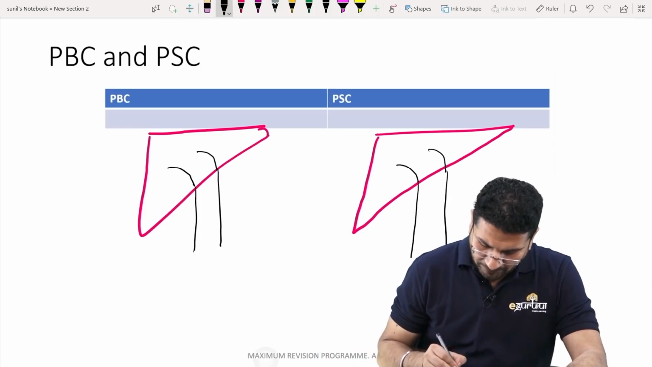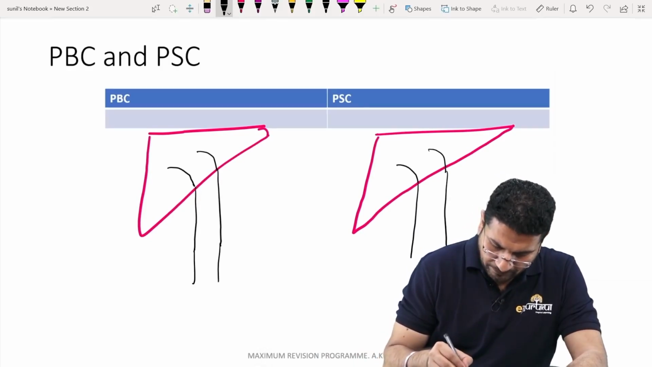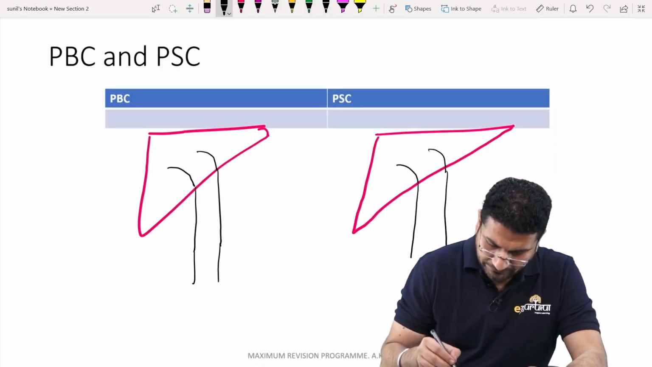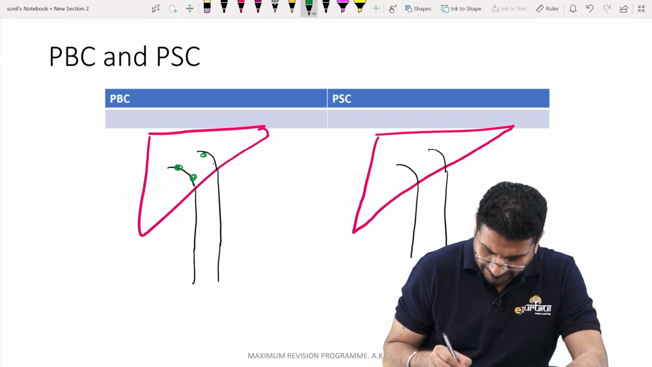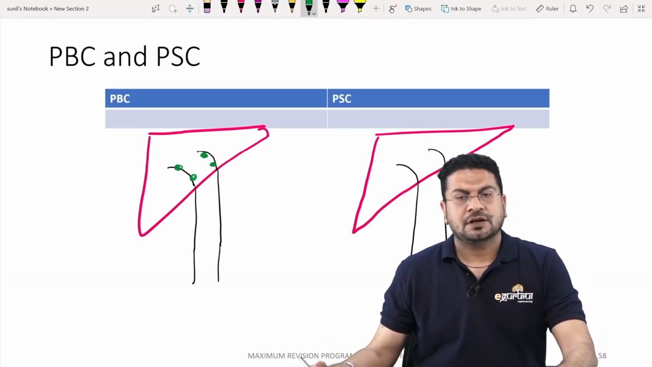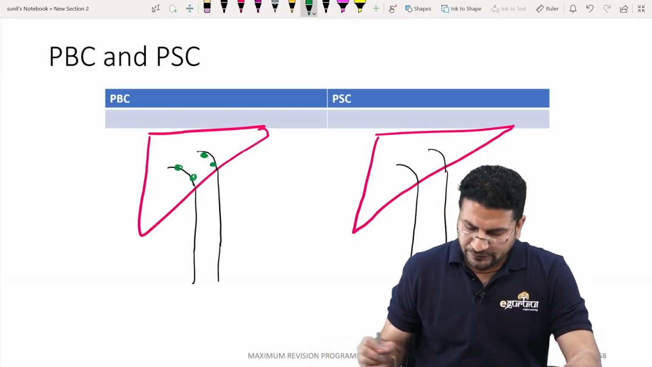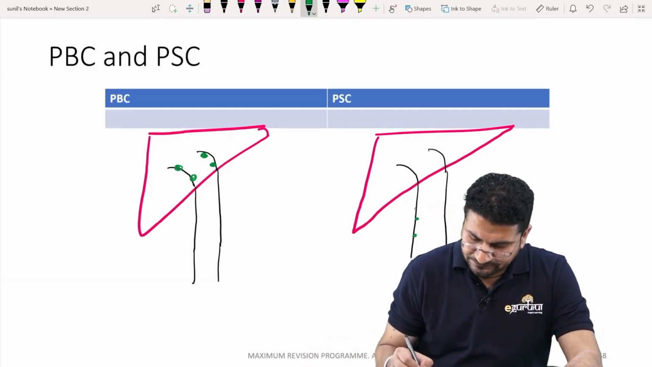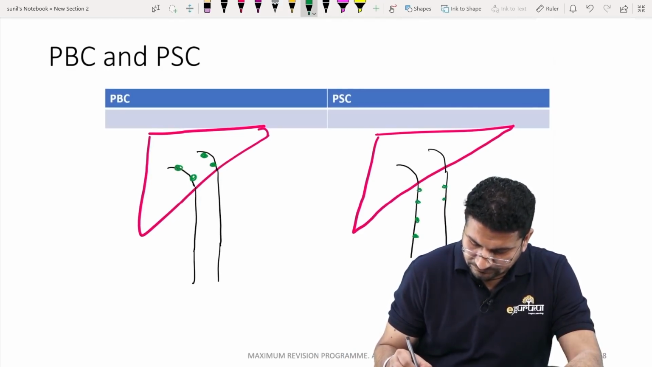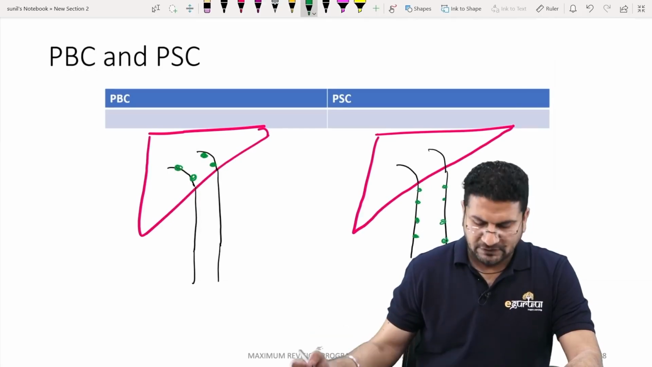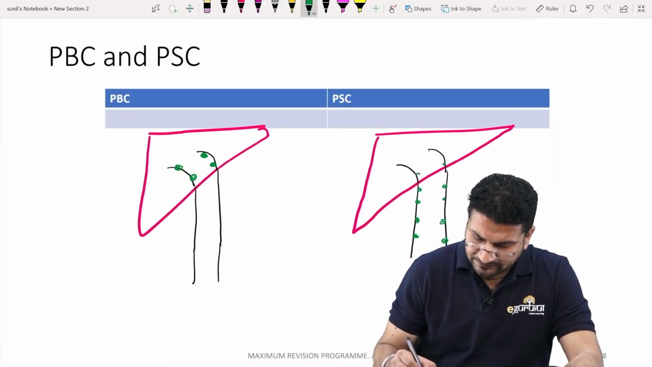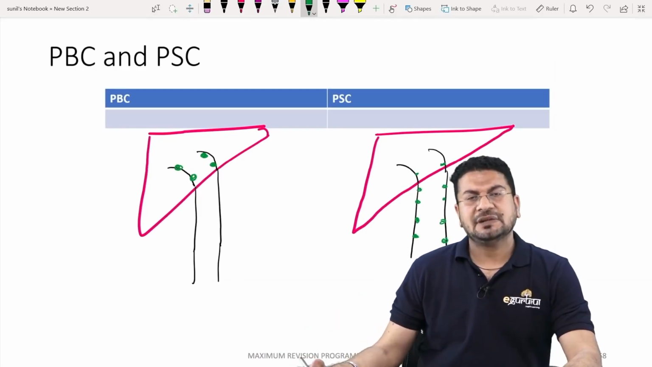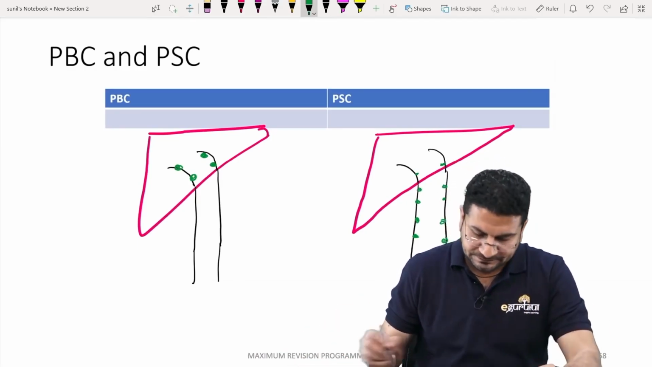So when you see a genuine problem, we see the problem in the intrahepatic duct. If there is granulomatous inflammation in the intrahepatic duct, we call this primary biliary cirrhosis. And if you see the damage is mainly in the extrahepatic duct, we call this primary sclerosing cholangitis. There is some damage you can also see in intra, but maximum damage you will see outside.